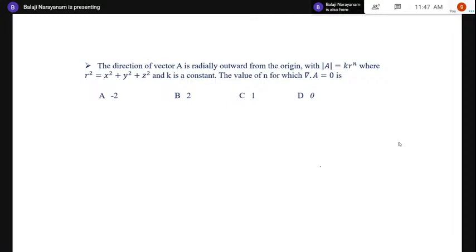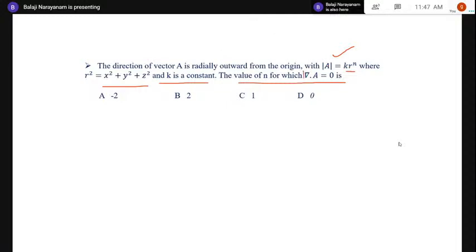The direction of a vector A is radially outward from the origin, and A is given as k r power n, where r square is x square plus y square plus z square, and k is a constant. We are asked the value of n for which del dot A is 0. So the n value is being asked.